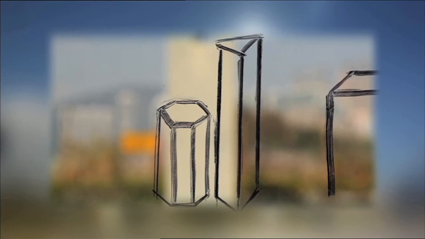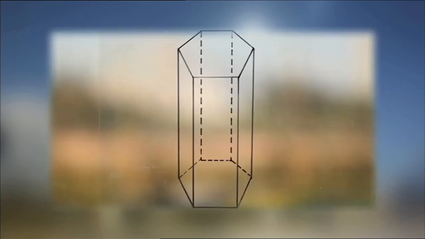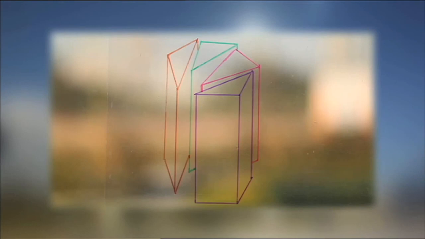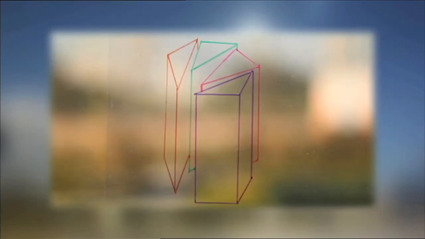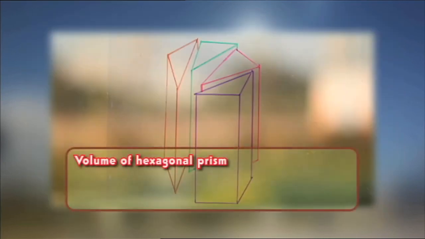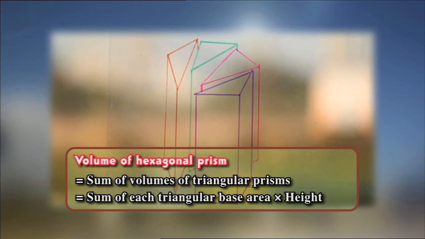As a polygon can be divided into triangles, we can find out the volume of the hexagonal prism based on the volume of the triangular prisms. For example, the hexagonal prism can be divided into 4 separate triangular prisms. As the volume of a triangular prism equals the triangular base area times height, the volume of the hexagonal prism equals the sum of the volumes of the triangular prisms.